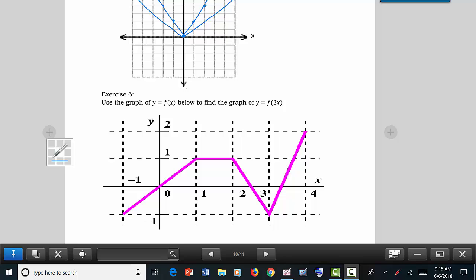Now exercise number 6. We have a new function y equals f of 2x. Here it is a little bit tricky. If x equals half, then 2x will be 1. So at half, 2x will be 1, and how much height do we have at 1? That will be height 1. So this is the point we are hitting.